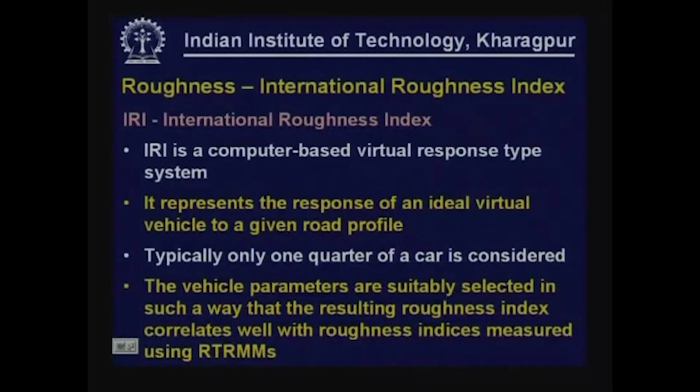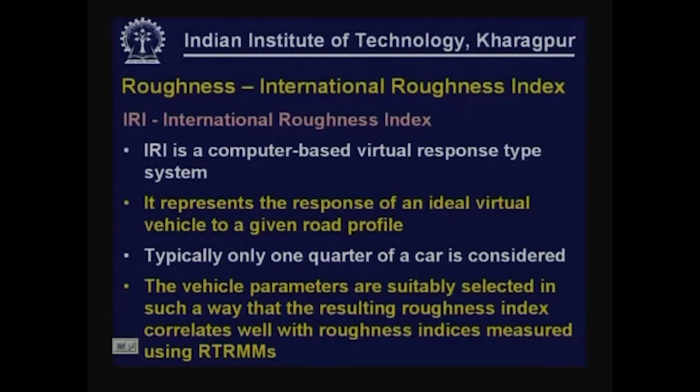But basically it is for a given profile that the IRI is calculated. A given profile will be along one line. The vehicle parameters are suitably selected in such a way that the resulting roughness index correlates well with roughness indices measured using standard RT or MMS. This is roughness type, response type roughness measuring machines.